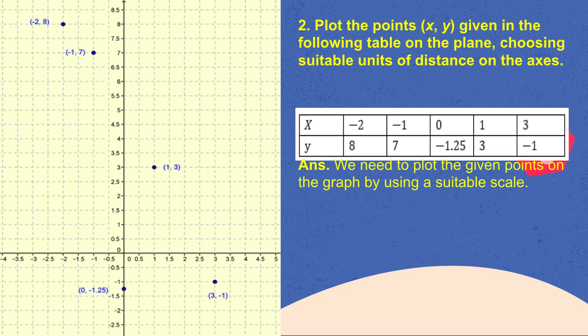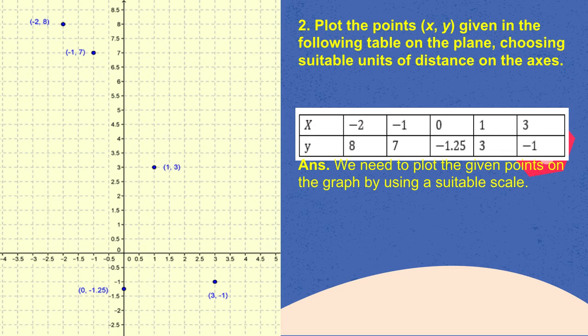And why I have done this? Because I have a point with the ordinate value as minus 1.25. So just to locate this minus 1.25, I need the demarcations of 0.5. Otherwise, it would be difficult for me to locate this point.